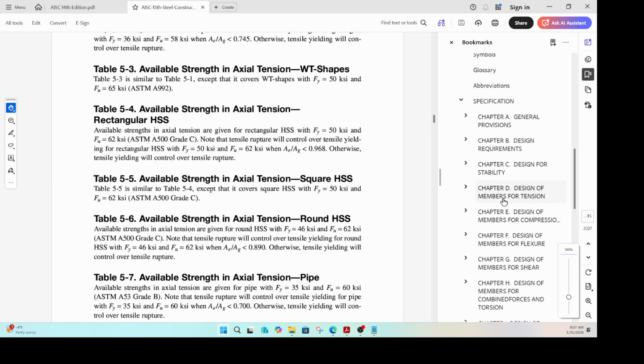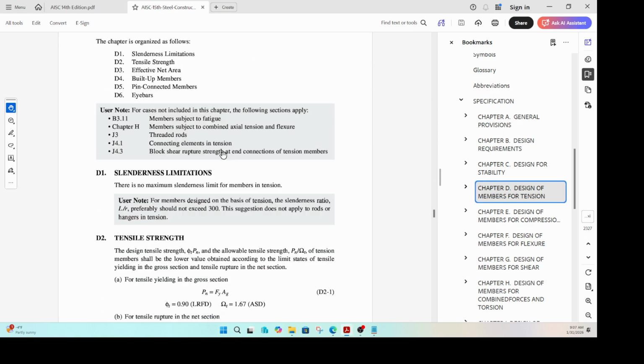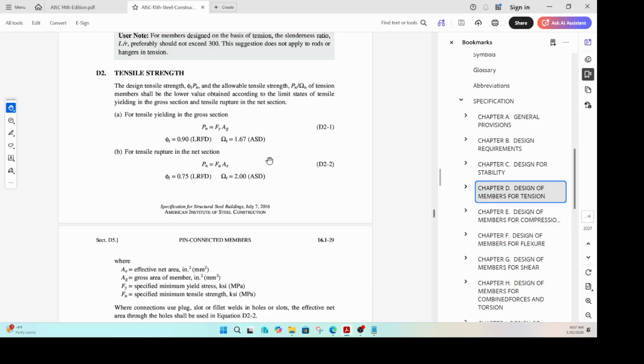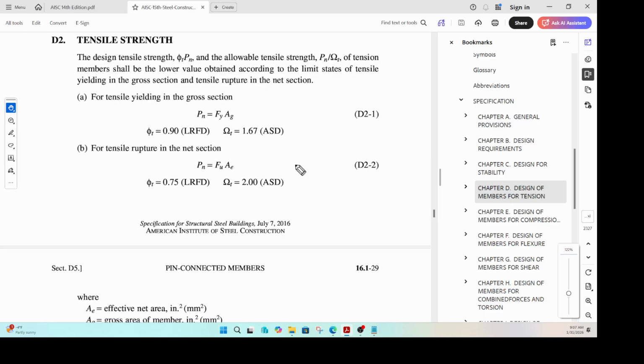If I go to chapter D, tension members, this is what is happening here. This is tension yielding, Fy times Ag, and here is your phi t, right? So this is phi t times Fy times Ag, and if you are doing ASD, you just calculate your nominal strength and divide that by omega to calculate your design strength, and that omega is 1.67. Okay.